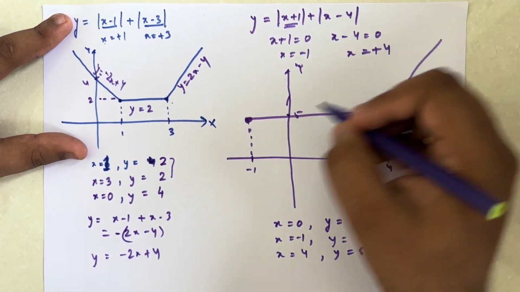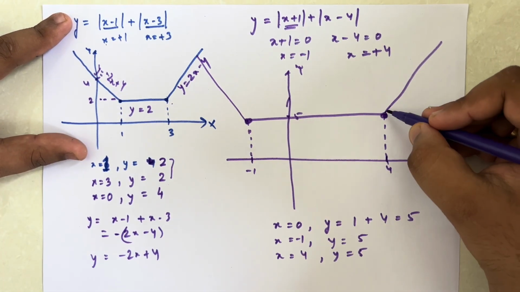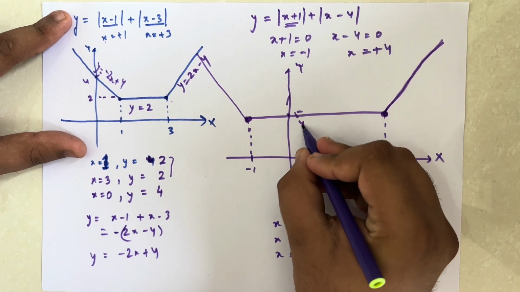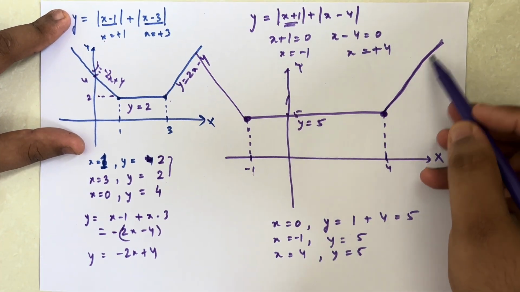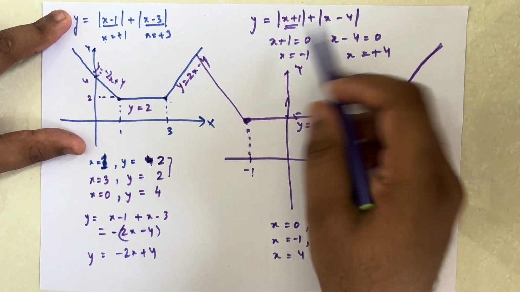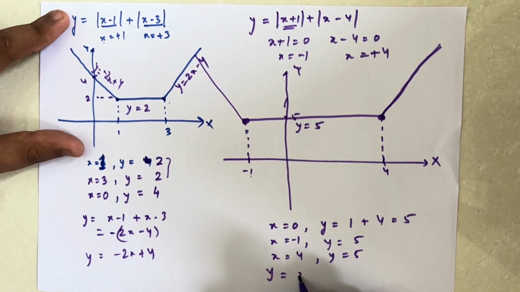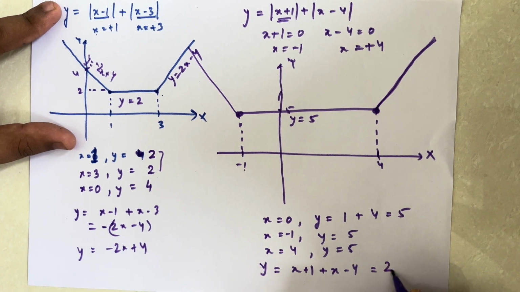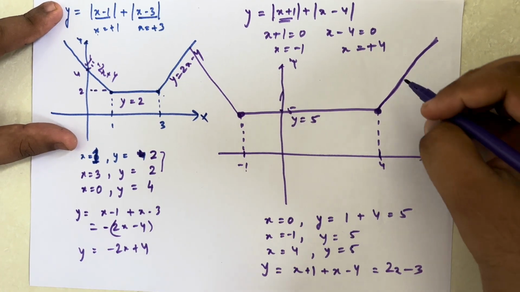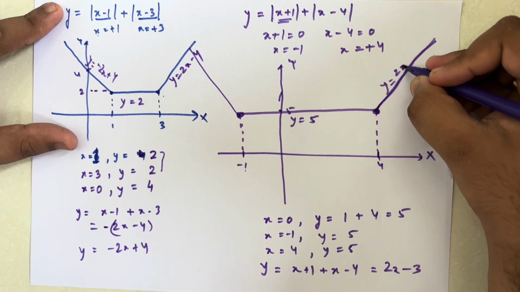Simple, this line will be this and this side will be this. What will be the equation of this line? You have to find out. The equation of this line is y is equal to 5 when x lies between minus 1 and 4. What will be the equation of this line? I already taught you, remove the mod. So y is equal to x plus 1 plus x minus 4, so 2x minus 3. The equation of this line is y is equal to 2x minus 3.